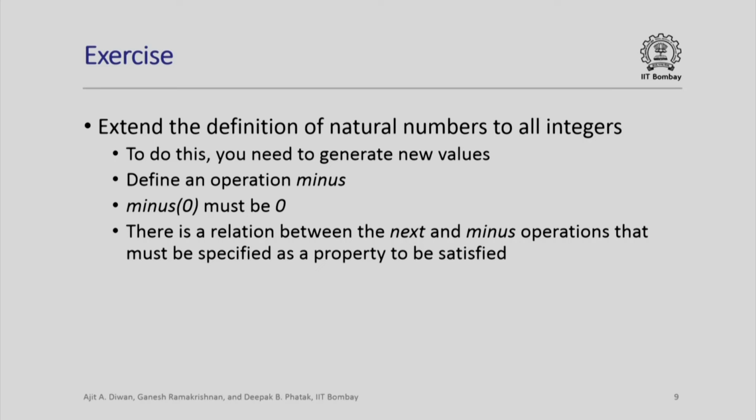So, a minus operation is not completely independent of the next operation. For it to define actually the integer minus i, you need to ensure that it satisfies some properties. So, what exactly is the property that it must satisfy? Right. So, in the next session, we will look at lots of examples of defining operations on numbers and proving properties of numbers.